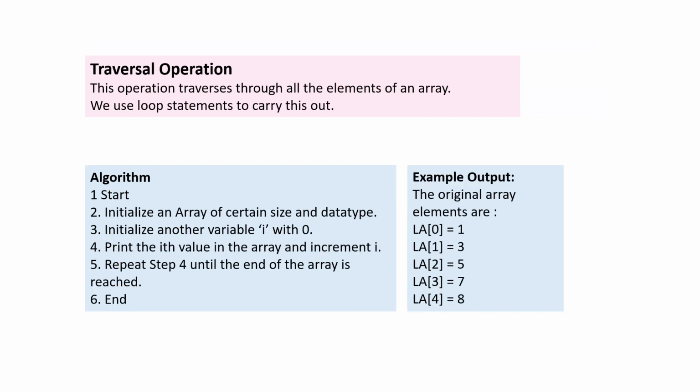And the next is the traversal operation. Here the operation traverses through all the elements of the array. So we use loop statements to carry out this, and the algorithm for this is: first we initialize an array of certain size and data type, and we initialize another variable I with the value 0, and we print the ith value in the array, and I is incremented by 1. Step 4 is repeated until the end of the array is reached. The sample output may be the elements in the original array. So this is about the traversal operation where the elements of the array are printed.